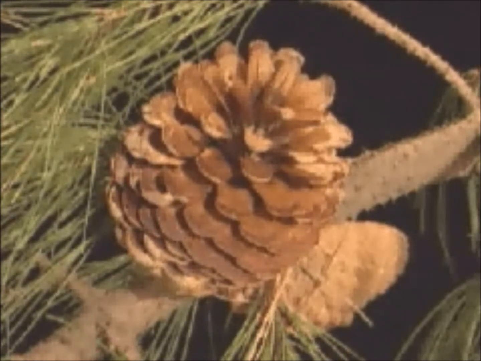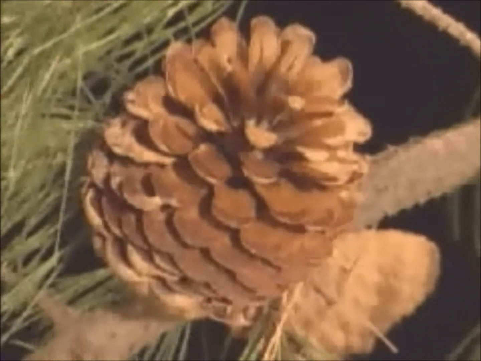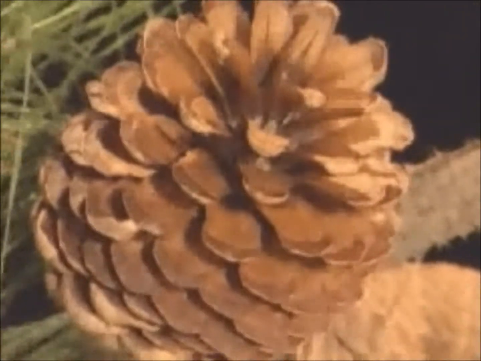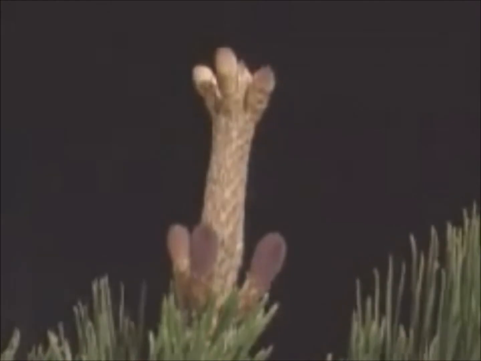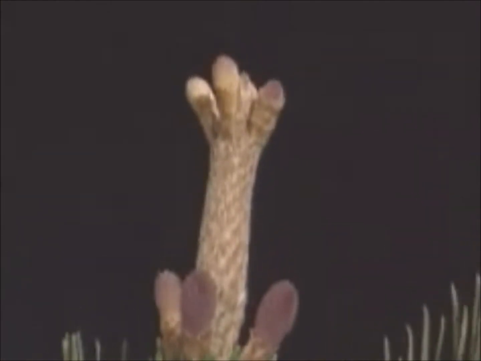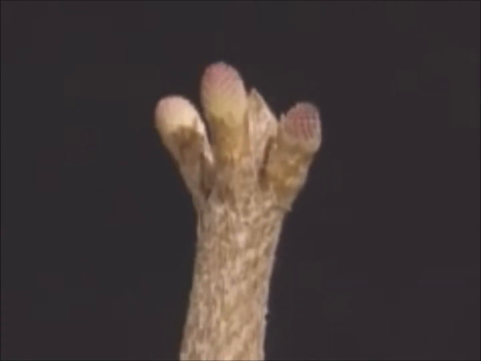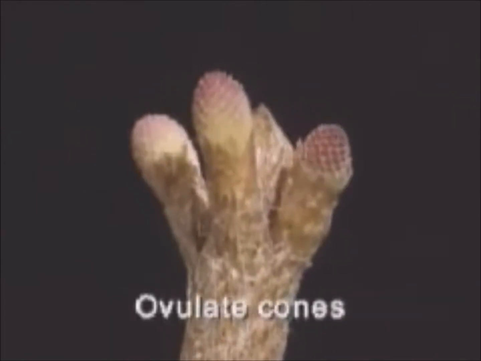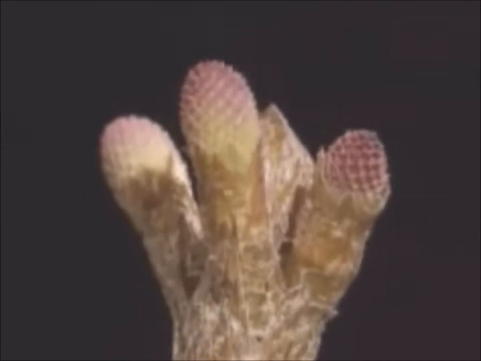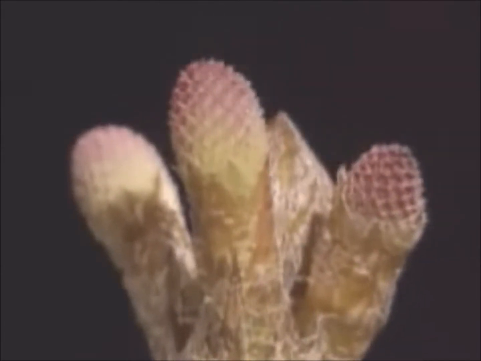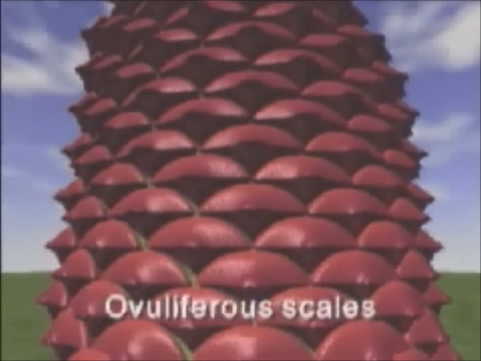Seeds play an important role in the reproduction of pine, and we know that they're released from large woody cones. However, when these cones first appear in the springtime, they are small and fleshy. At this stage they contain ovules and are called ovulate cones. The intact ovulate cone is seen to consist of numerous spirally arranged scales, called ovuliferous scales.